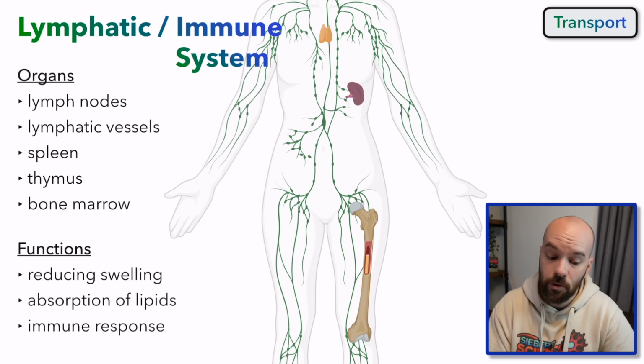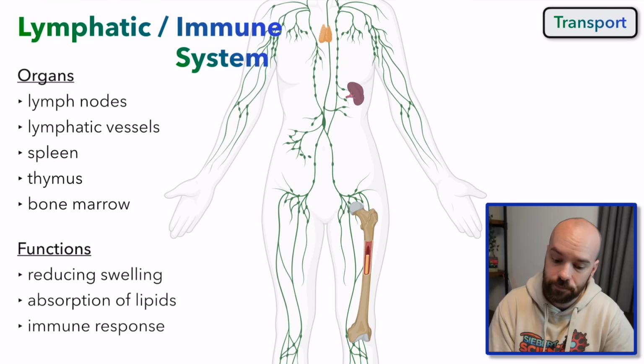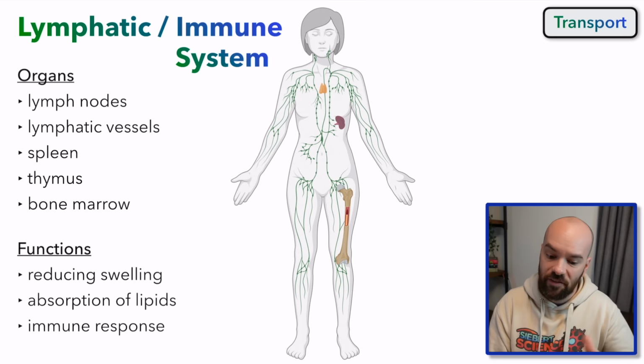So both of those, the bone and the thymus, are involved in our lymphatic system as well because they're going to help develop those immune system cells. So that was the lymphatic and immune system. Obviously a lot going on there, but just think about the lymphatic system.